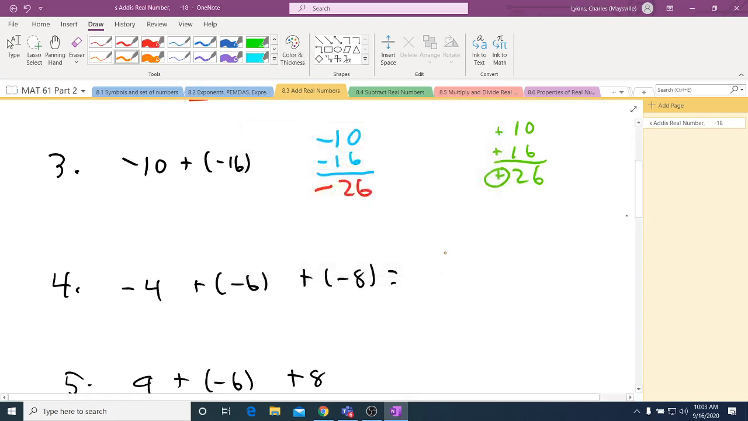Okay, so next, negative 4, negative 6, and then we're adding a negative 8. So all of them are negative. So I know my answer is negative. So I know 4 plus 6 is 10. And then if I add the 8, that means it is negative 18.